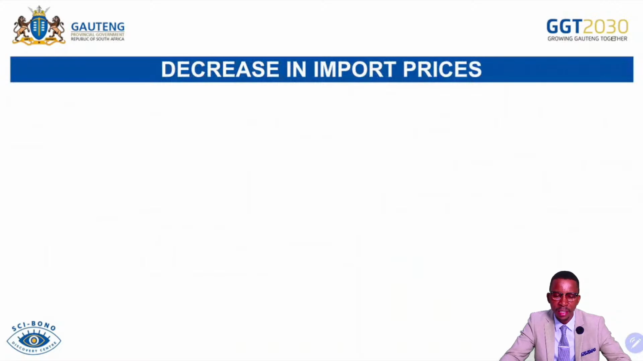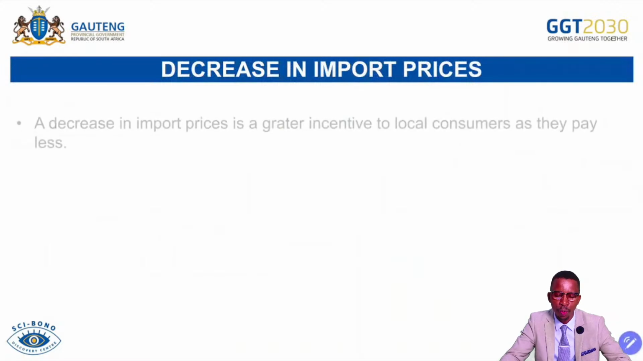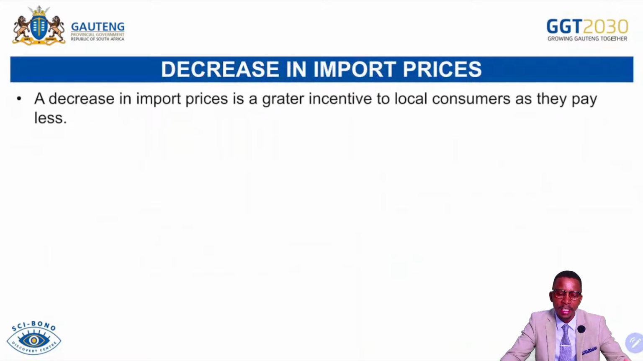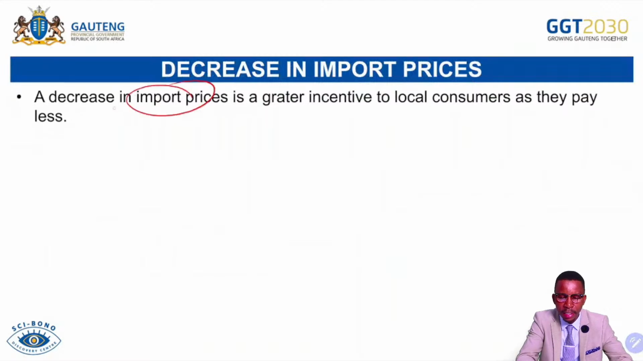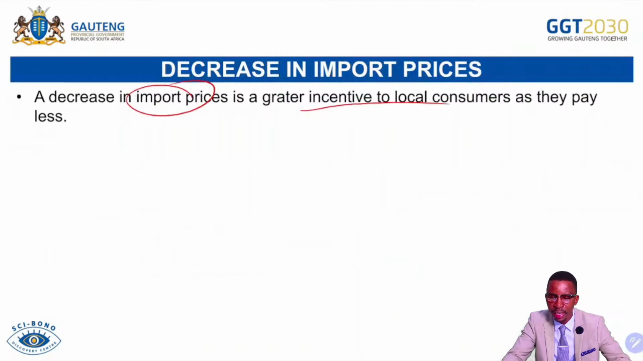What about the decrease in import prices? So it's also increasing our terms of trade. The decrease in import prices is a greater incentive to local consumers as they pay less. So if import prices have been lowered, because maybe of the depreciation of that particular currency, what is going to happen? Domestic consumers will be favored because they will afford foreign produced goods and services at the lower cost.